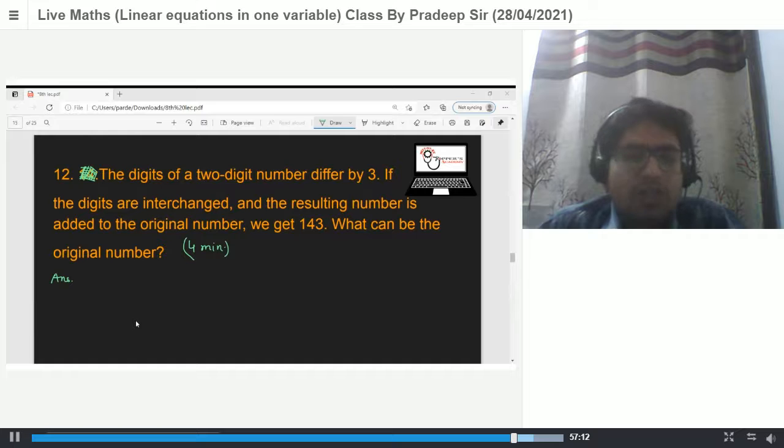The question is what? You have a two-digit number in which the digits differ by 3. Yes or no? Okay. And if you interchange the digits, you get a new number. If you add the new number and the old number, you will get 143. So you have to find the original number.